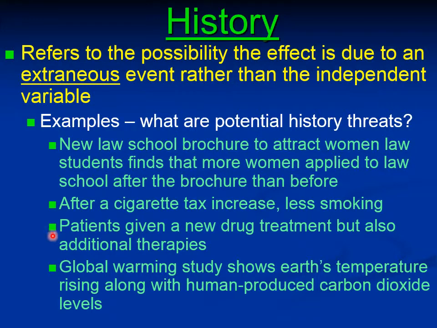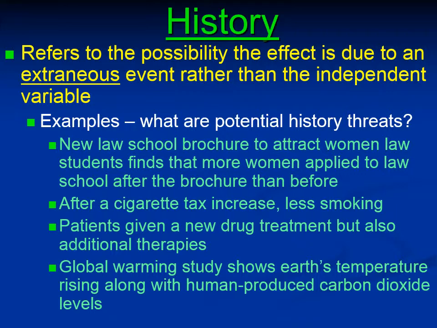Patients in a study might be randomized so that one group receives a certain drug treatment as compared to a control group, but if those treated patients in the drug treatment group are at the same time also placed on a special diet or given additional therapies that the other group isn't, you can't necessarily infer that any differences between groups resulted from your drug treatment. So also a potential history threat.